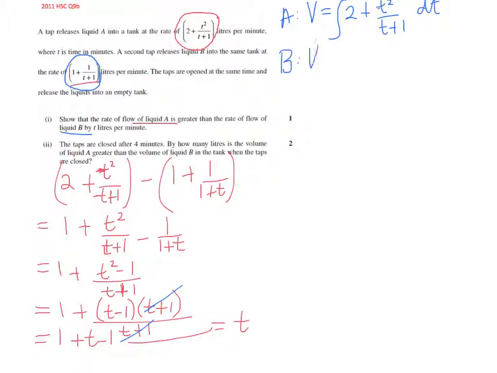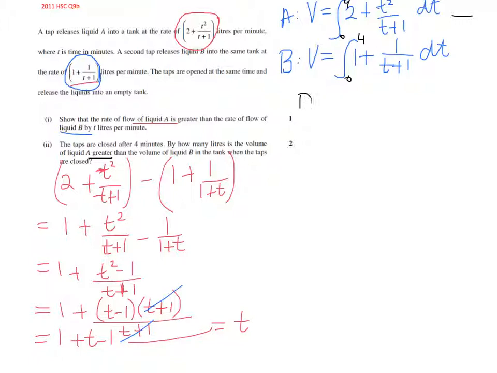And our expression for the volume of liquid B is going to be the integral of 1 plus 1 on (t plus 1) dt. So the question is asking, by how many litres is the volume of liquid A greater than the volume of liquid B? So that's going to be our volume of liquid A, and that's going to be our volume of liquid B, and it's after 4 minutes, so really we're finding the integral between 0 and 4 for both. But we're finding by how much liquid A is greater than liquid B, so it's this first integral minus this second integral.